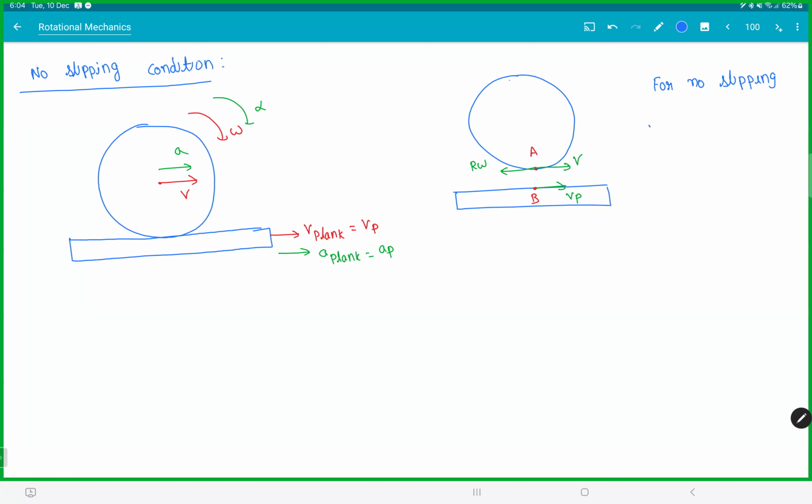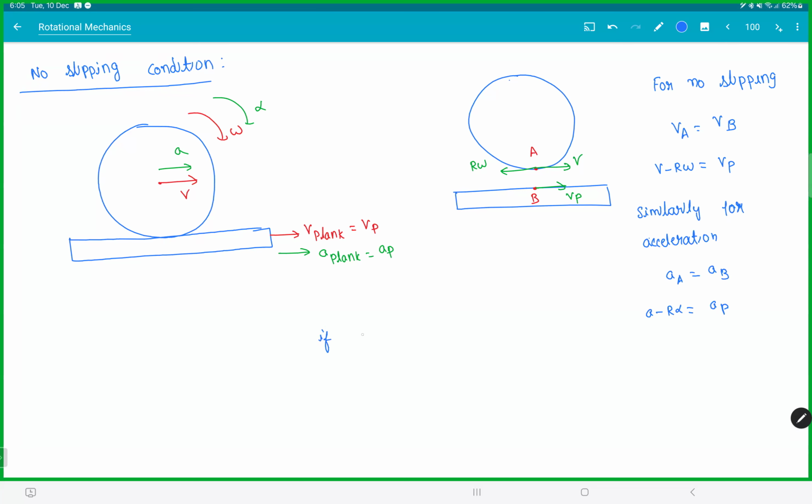So for no slipping, Va must be equal to Vb. Therefore, V minus r omega must be equal to Vp. This is how you write. Similarly, if you try to write for acceleration, you have to satisfy both velocity and acceleration. Acceleration of this thing will be A minus r alpha. Acceleration of A will be equal to acceleration of B. This will be A minus r alpha is AP.